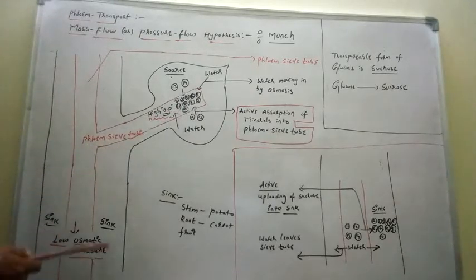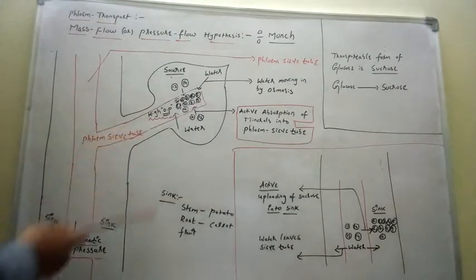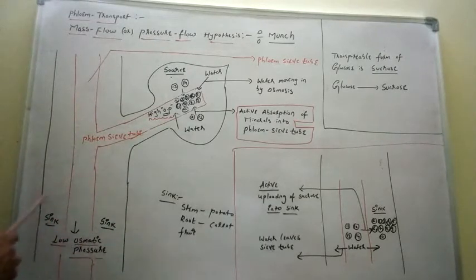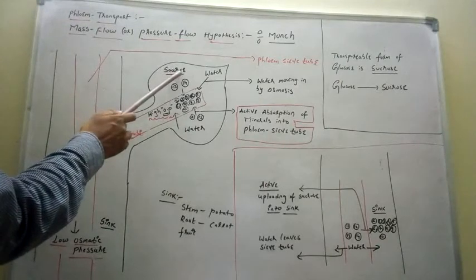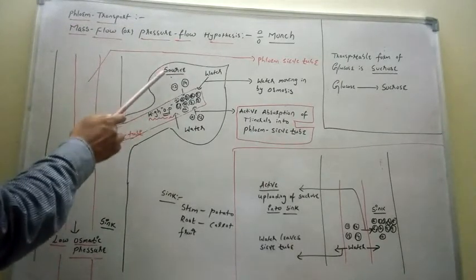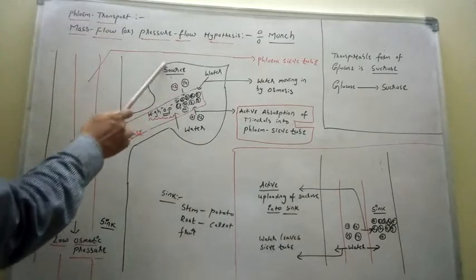Now this is the sieve tube, this is the leaf. You imagine this region is the stem, the lower part of the stem. So this lower part of the stem also consists of the roots. Now this is the sink region, S-I-N-K. This is the source region, S-O-U-R-C-E. Source is the region where the food material is prepared. So the source where the food material is prepared is called the leaf. This region is the leaf.